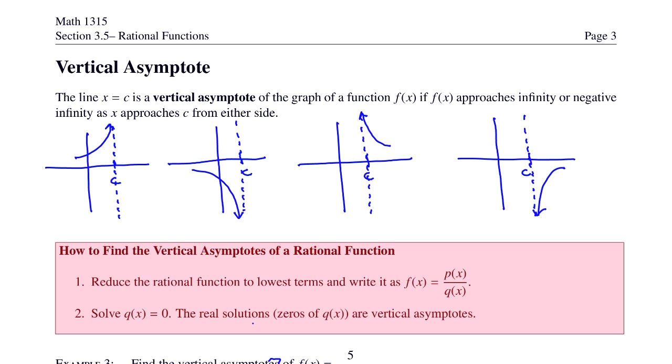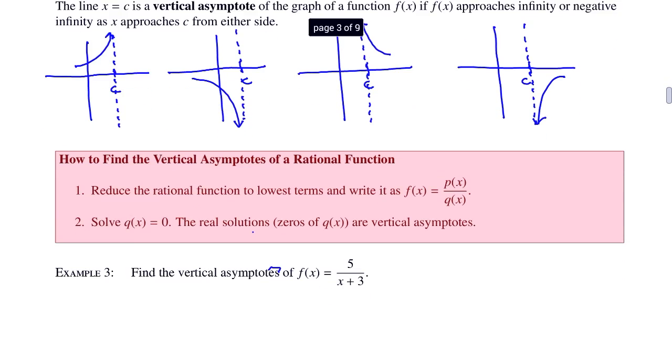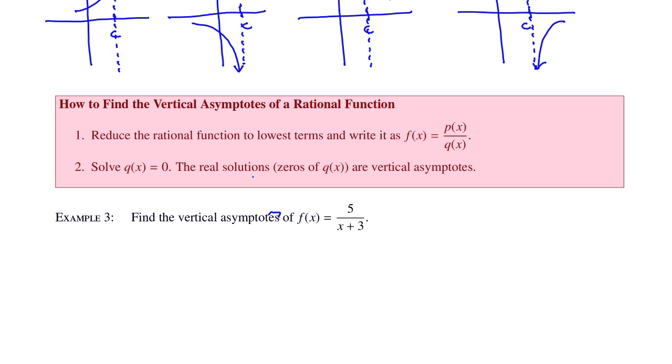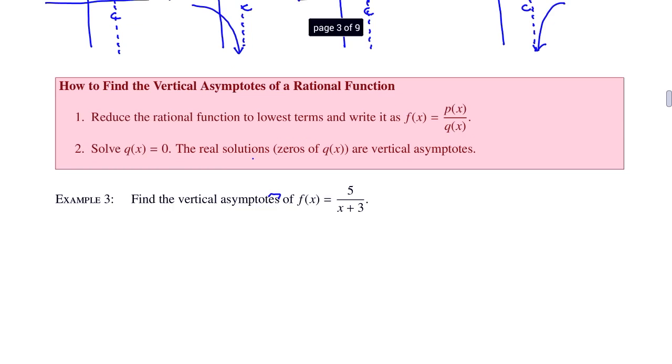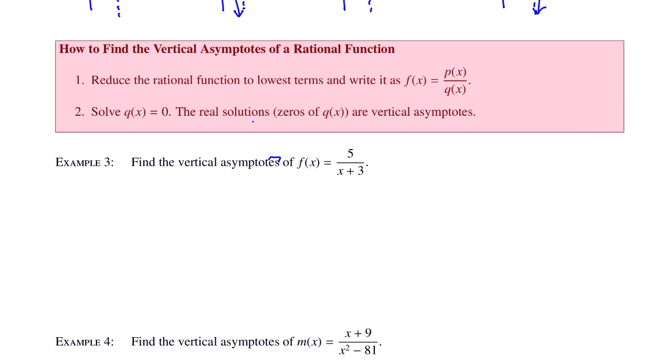So how do you find the vertical asymptotes of a rational function? 2 steps. First, you need to reduce the rational function to lowest terms. Usually you're given the function in lowest terms, but you do need to check to make sure that you have that in lowest terms. We'll even show you one that is not in lowest terms so you can see what that looks like. And then number 2, solve for q of x when it's equal to 0. This is the same process as finding the domain. So the vertical asymptotes are in part elements that are not in the domain. There's another part of numbers that are not in the domain that are not vertical asymptotes, and I'll show you that as well.